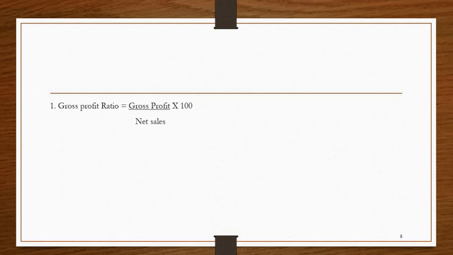First one, gross profit ratio. The formula is gross profit divided by net sales into 100. We already calculated the gross profit, that is 5,20,000. Net sales is 16 lakh into 100. So the gross profit ratio will be 32.5%.